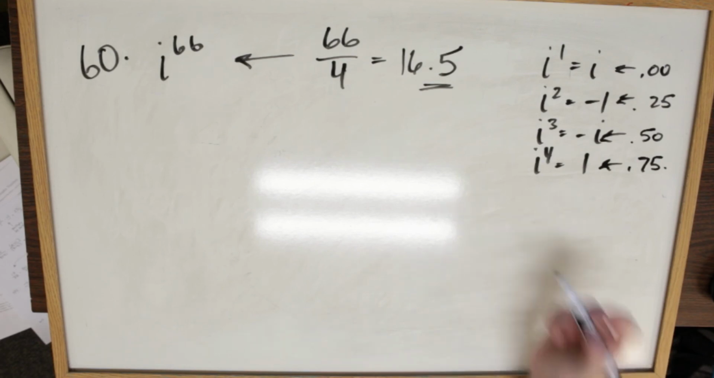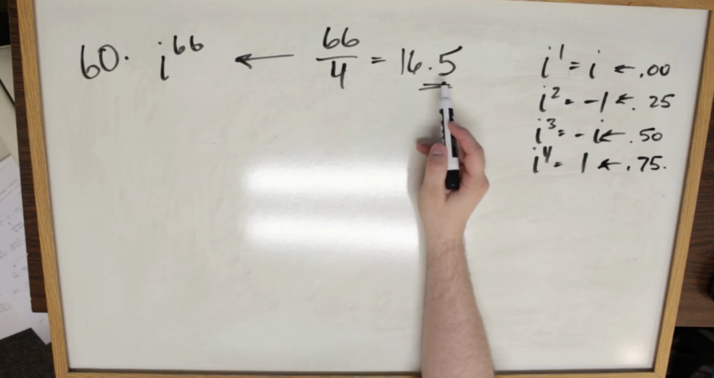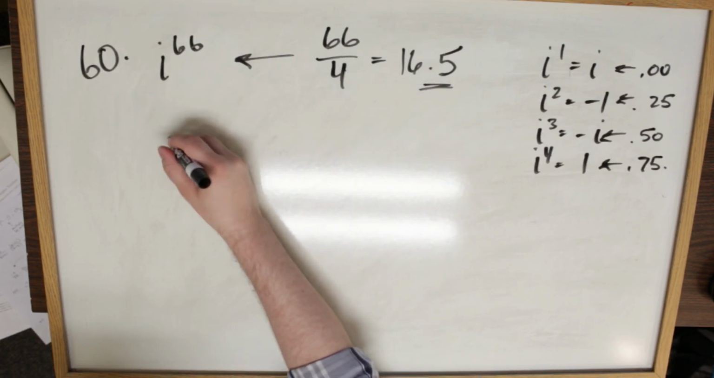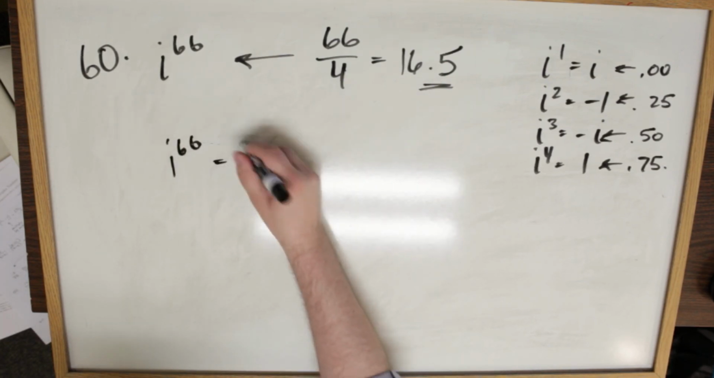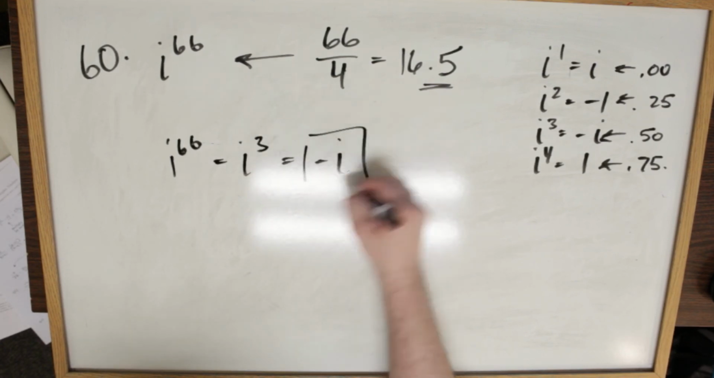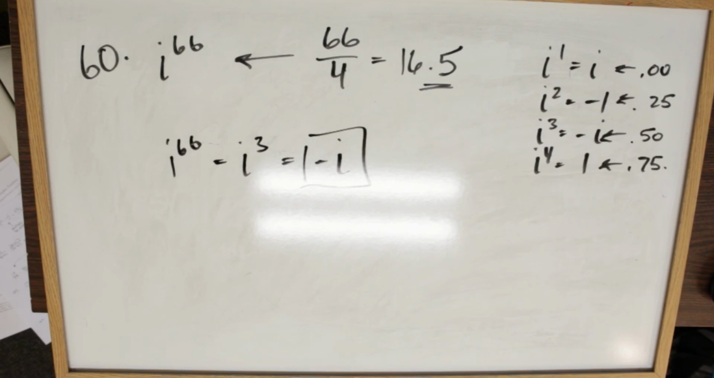So now the 0.50 right there, this is going to be i to the third. So i to the 66th is equal to i to the third, which is equal to negative i. Okay, so that's our final answer.